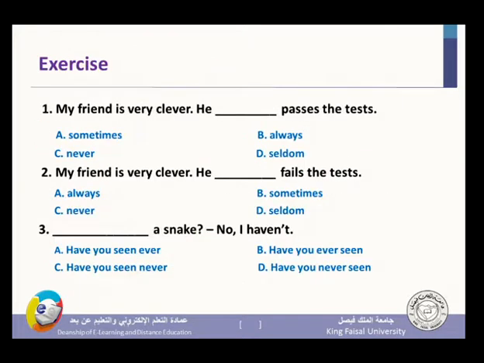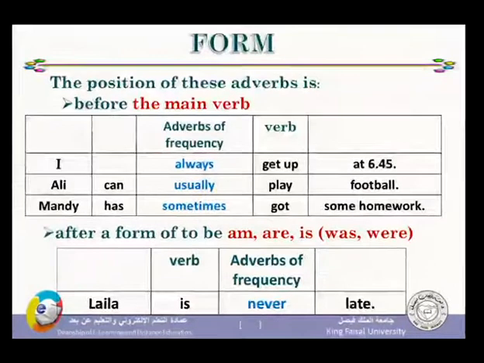Here are other examples, but as I told you, the rule is the same. If we use a main verb, the adverb has to come before it. With a helping verb, it comes after it. If we have a helping verb and a main verb, the adverb is to be located between the two. Next, Ali can usually play football. Can is the auxiliary. Play is the verb. Usually is located between the two, the auxiliary can and the main verb, which is play.